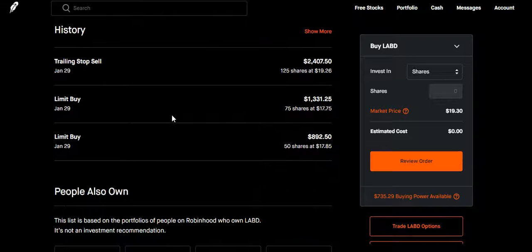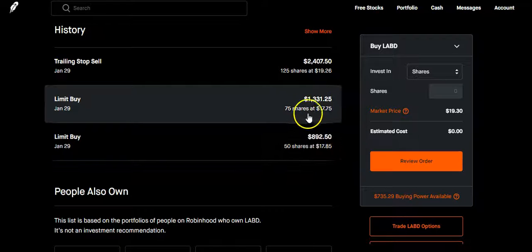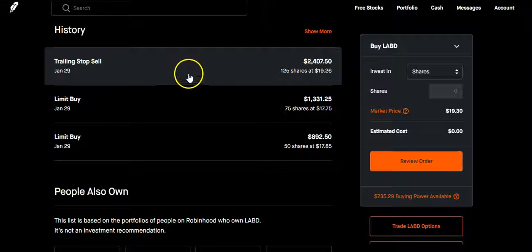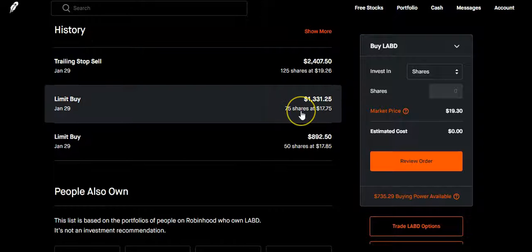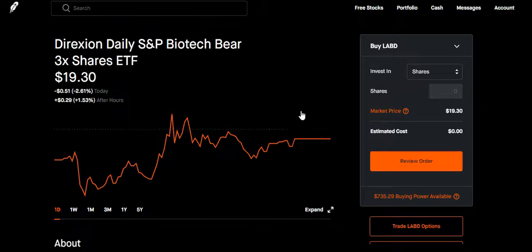And then we're just going to look at the buy history. We got 50 shares at 17.85, 75 shares at 17.75 for an average of 125 shares at 17.79. We exited the position and we profited for the day. And that was considered a day trade. Now, the reason why you don't want to consistently do a day trade is because you'll get marked as a pattern day trader. So look at whatever brokerage you have, but there's a PDT rule.